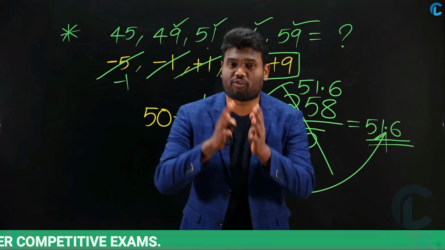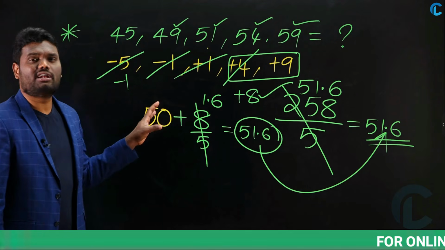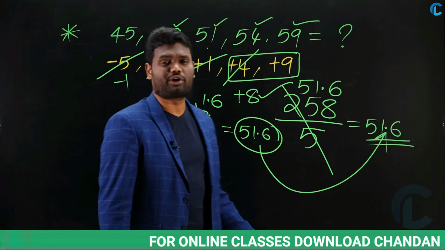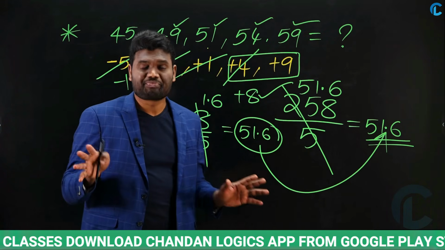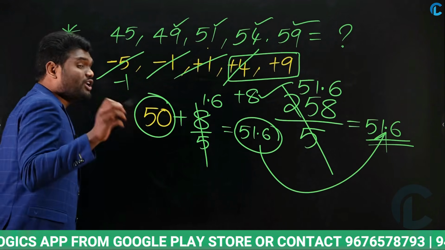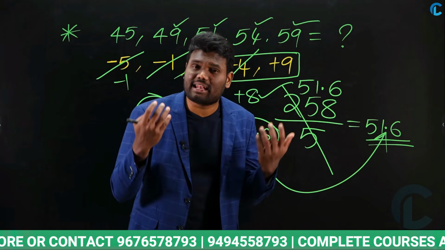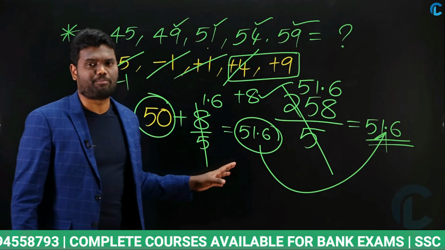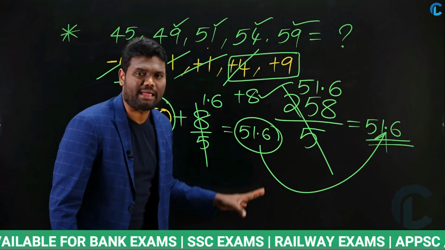Just use the concept of equal distribution. If we use the concept of equal distribution, then calculating the average will be very simple. Whether the given series is in arithmetic progression or not, it doesn't matter really. Now, you may have a doubt. Sir, why did you take only 50? Why not some other number? Why don't you assume some other number? Whatever number you assume, it doesn't matter. The answer is going to be the same.